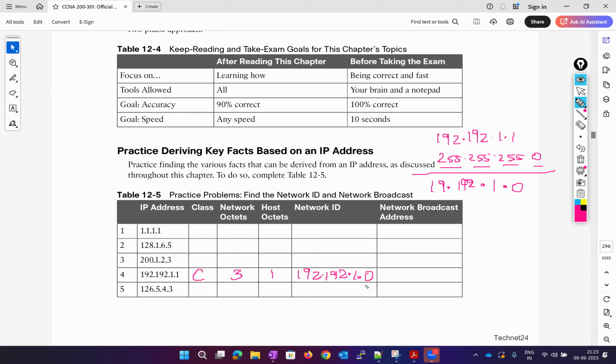And what is a broadcast ID? Change this 0 to 255. 192.192.1.255. This is your broadcast ID. Okay, so this IP address 192.192.1.1 basically is the first IP address in this range. 192.192.1.1 is the first IP address after 0. All right. Any question with this part?